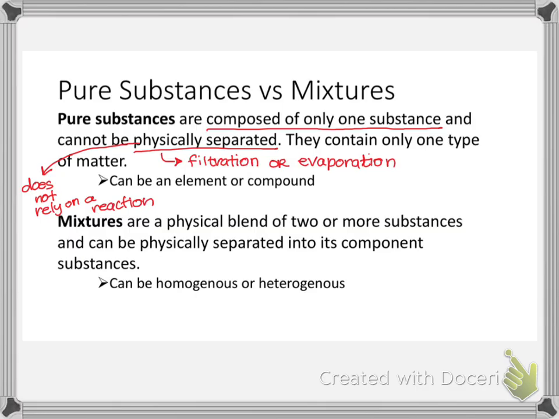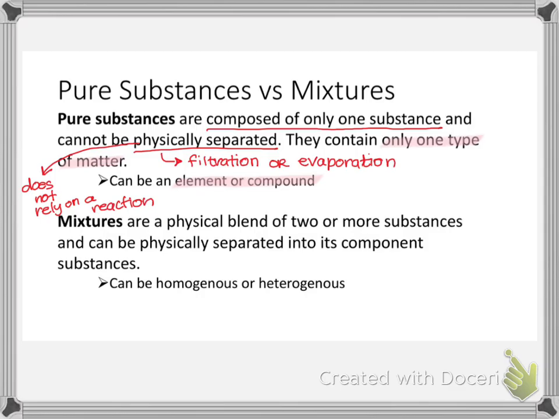So a pure substance is something that contains only one type of matter. Now, what it can be is an element or a compound. And we will, in the next slide, distinguish between elements and compounds. But what we need to know now is pure substances contain only one type of matter, and the things that can only have one type of matter would be an element or a compound.